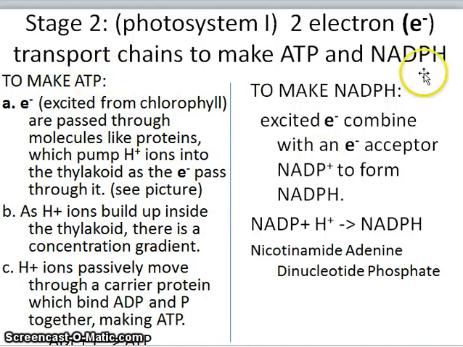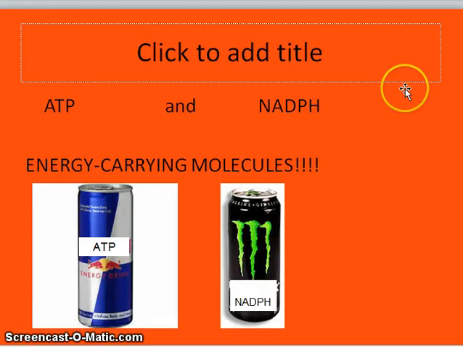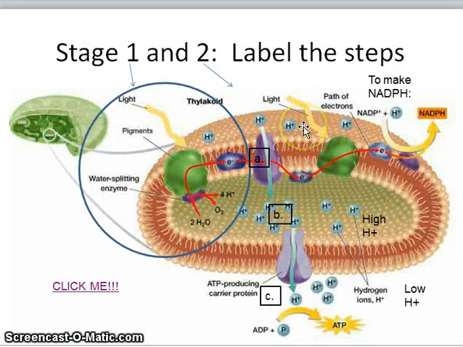To make ATP and NADPH, why are we doing this? ATP and NADPH are energy-carrying molecules, and we're going to need those to make glucose in the 3rd stage of photosynthesis. Remember, photosynthesis takes light and makes glucose. And that's what we have to do, but we haven't done it yet. All we've done now in stage 2 is make the molecules we're going to need for stage 3.